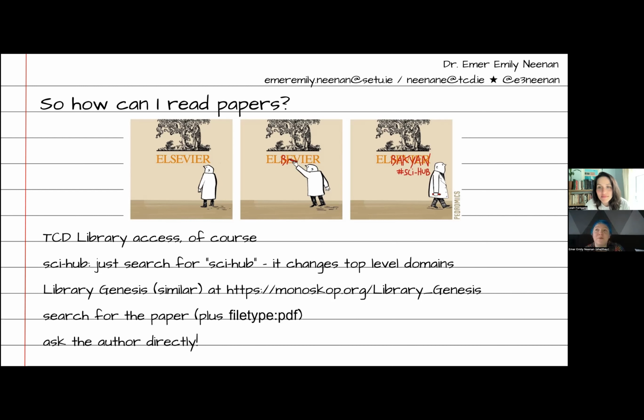Also, theoretically, authors are not allowed to share the published version of the paper with you, but they are allowed to share the last draft of it with you. And generally speaking, authors are really, really nice about that. So if there's something that you can't get access to, if you email the author, they tend to be like, people want their research to be read, and they want to connect with other researchers working in the same field. So reach out.